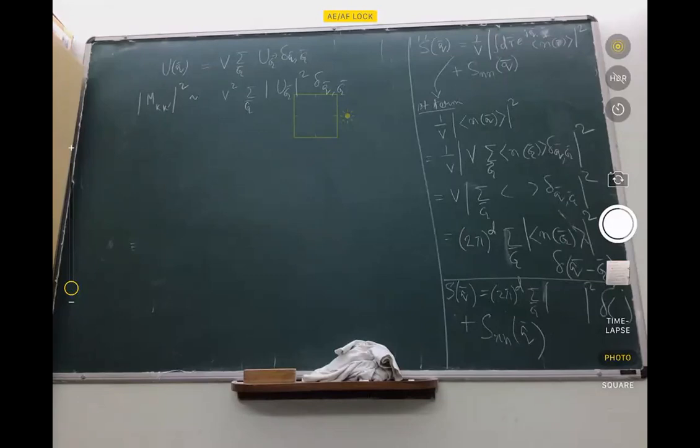Apart from that, if you look at the form for S of Q, you find that you will basically get the structure factor to be non-zero only when Q is one of the reciprocal lattice vectors.